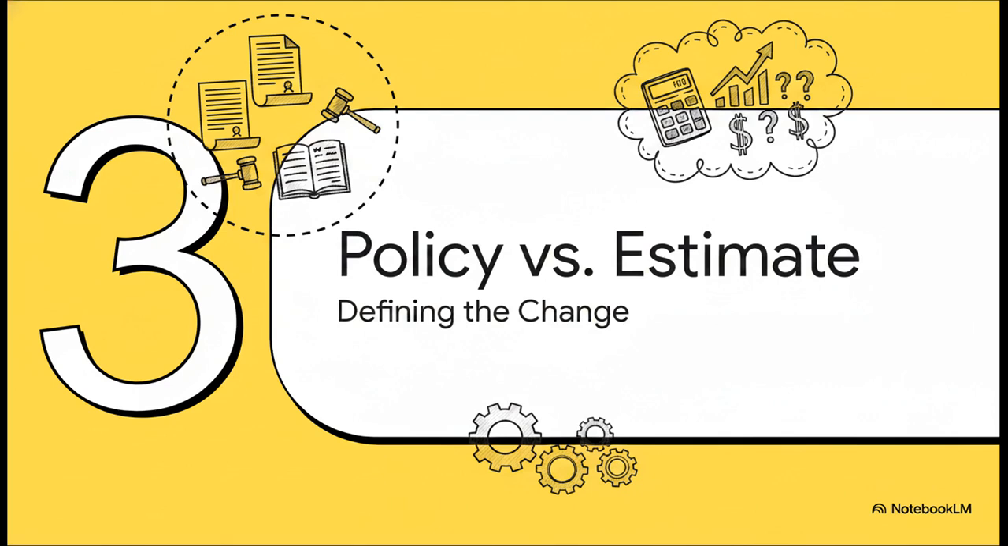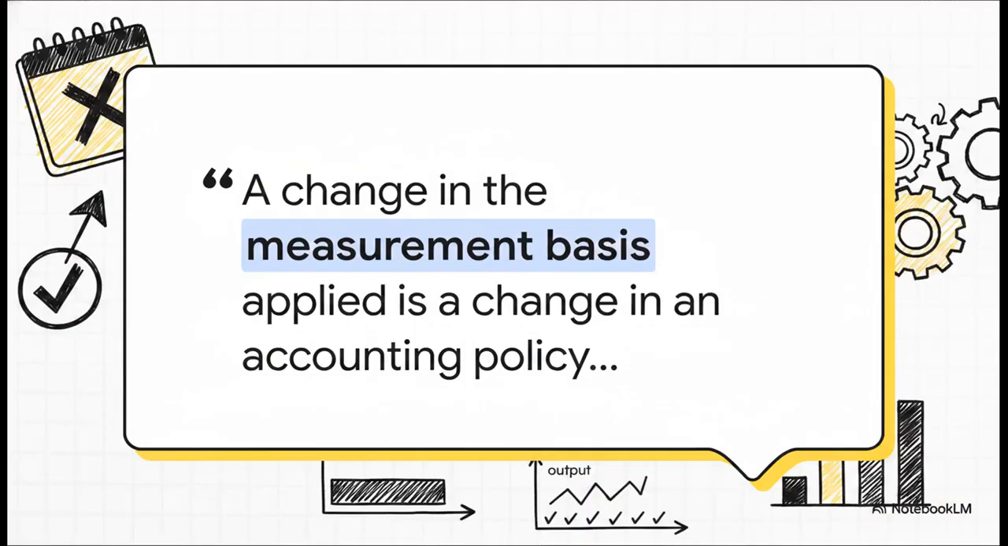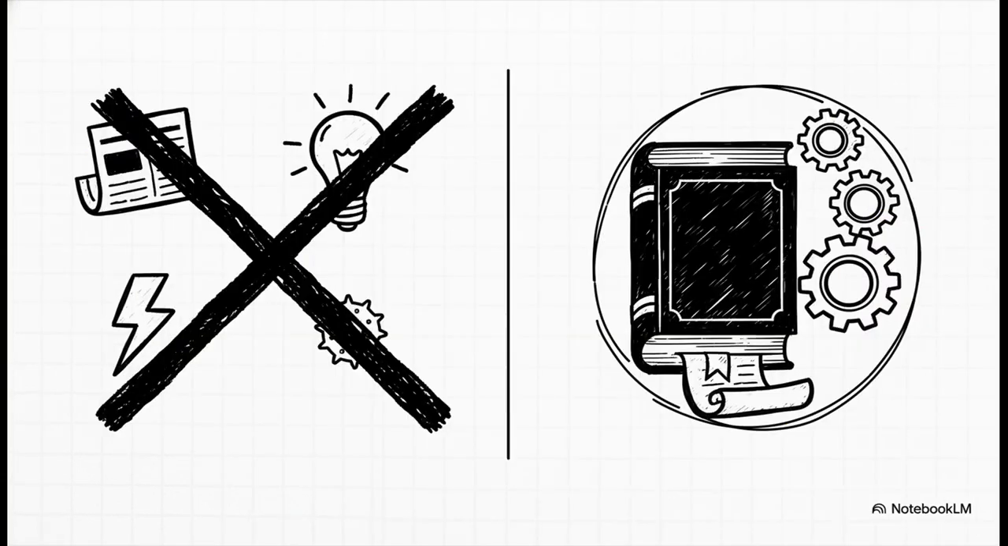Section 3. Policy versus estimate, defining the change. Let's look at Ind AS 8, paragraph 35. It makes this crystal clear. It states that a change in the measurement basis applied is a change in an accounting policy. It is not a change in an accounting estimate. So swapping the method of measuring progress from output to input for the exact same performance obligation, that's a fundamental policy choice.